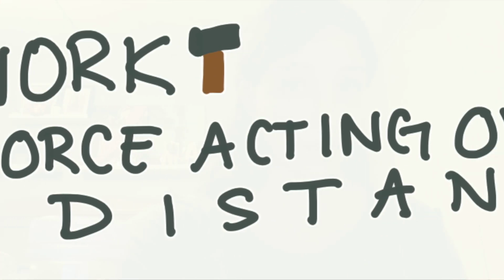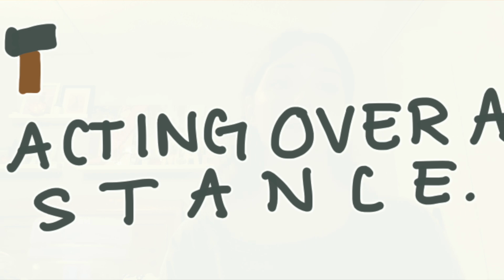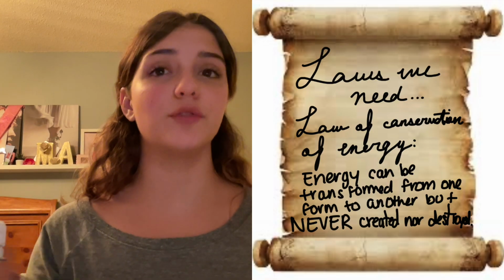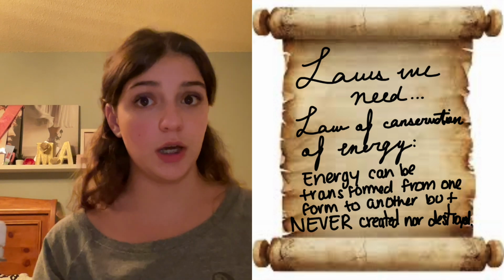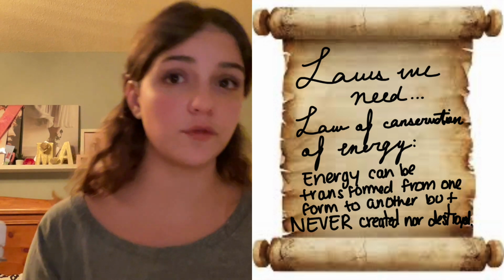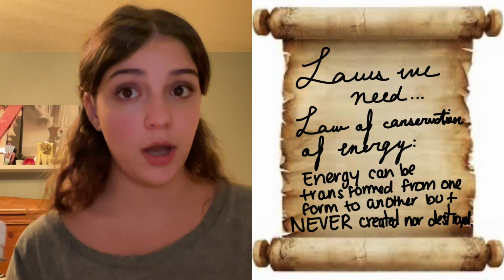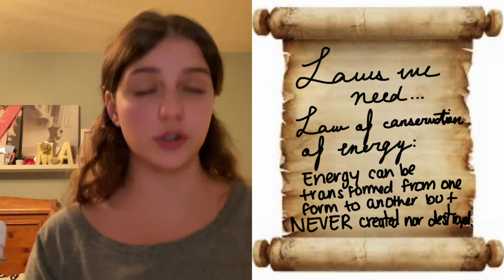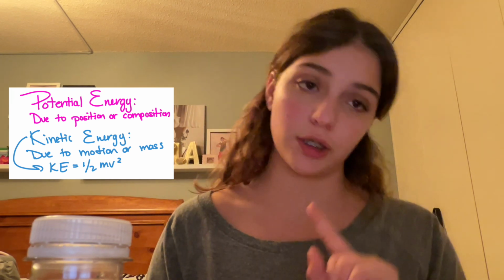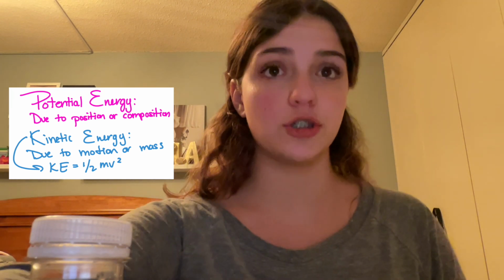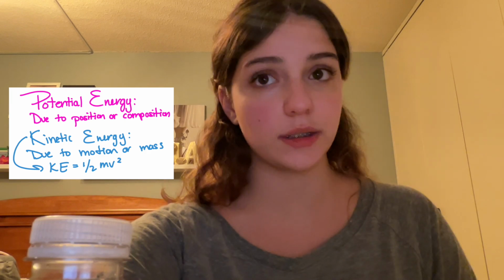Temperature is an index of kinetic energy. And work is the force acting over a distance. Here we have the first law that we need to remember, the law of conservation of energy, which states that energy can be transformed into one form or another, but it can never be created or destroyed. And speaking of energy, we have two main types of energy in thermo. We have potential energy, which pertains to position and composition, and kinetic energy, which talks about motion or mass.